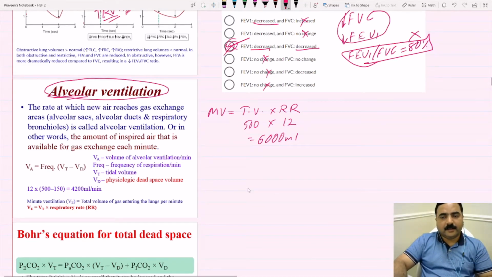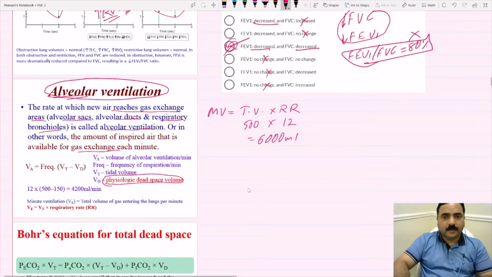So that air is called the dead space air. That air does not reach the gas exchange area, which includes the alveolar sacs, alveolar ducts, and the respiratory bronchioles. The air that does is called alveolar ventilation, the amount of inspired air that is available for gas exchange. The remaining air is in the physiological dead space, which includes the nasal spaces, nasopharynx, trachea, bronchioles, all of those.